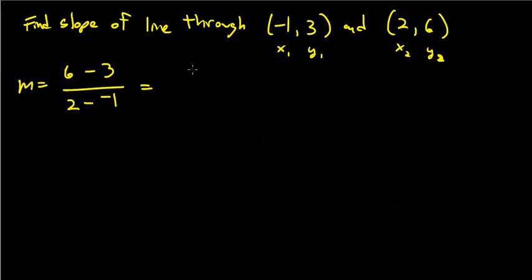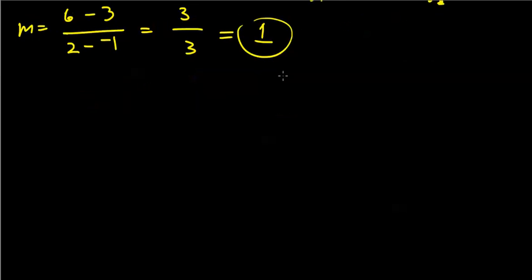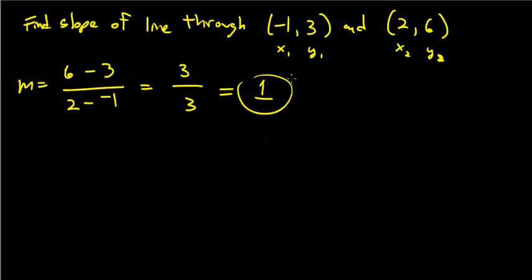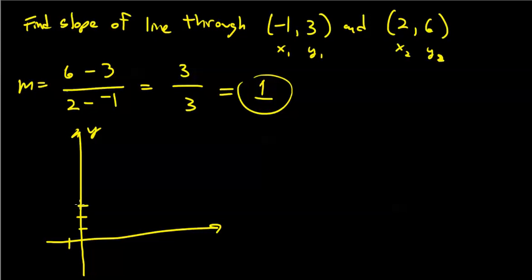What does that turn into? In the numerator I get a 3, and in the denominator I also get a 3. 3 over 3 turns into 1. That means my ratio of rise to run is equivalent to 1 over 1. If I plot these 2 points, if x is minus 1, y is 3. If x is 2, y is 6.